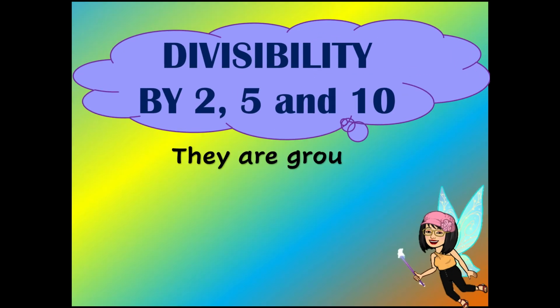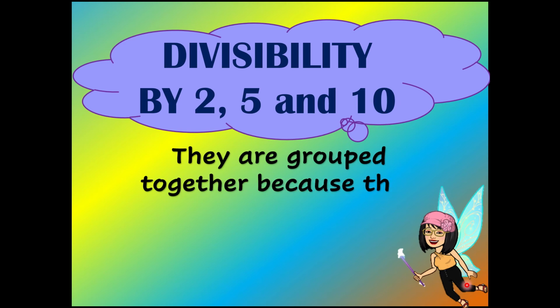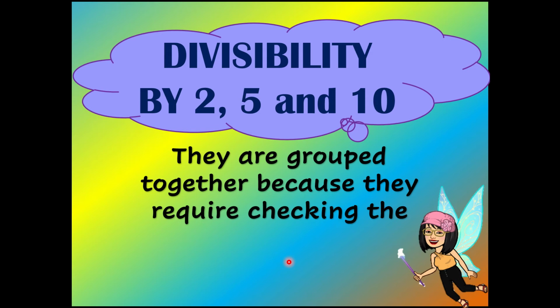Divisibility by 2, 5, and 10. They are grouped together because they require checking the ones digit. Remember the ones digit. For example, in 129, the 1 in the color red, 9 is your ones digit. Or we can say that it is the last digit.